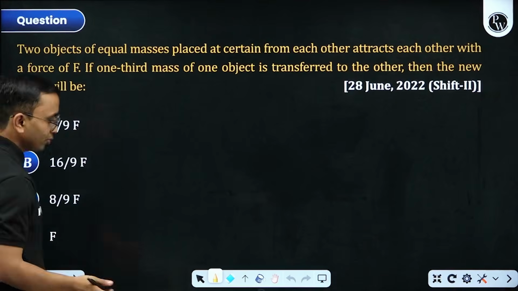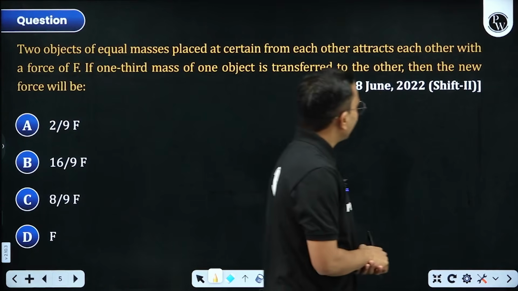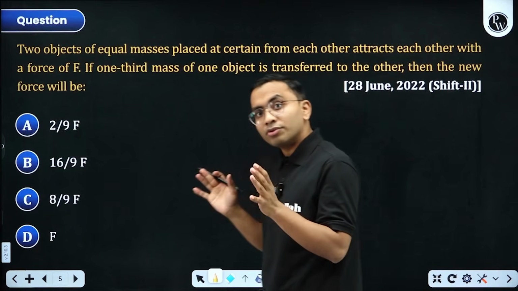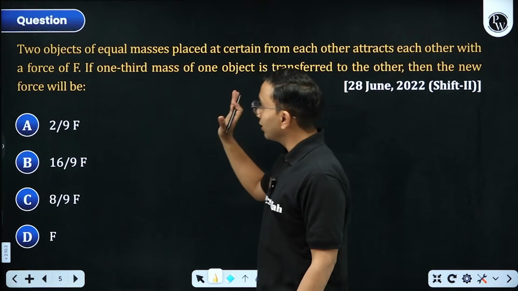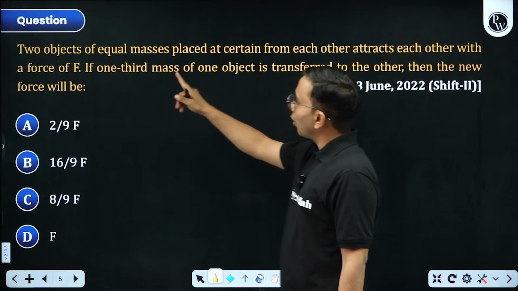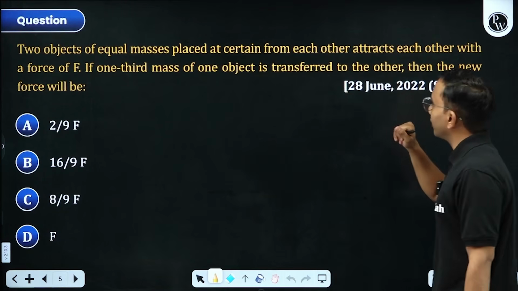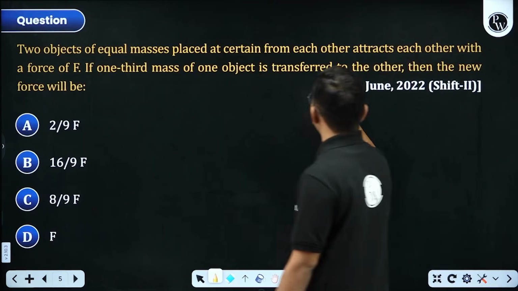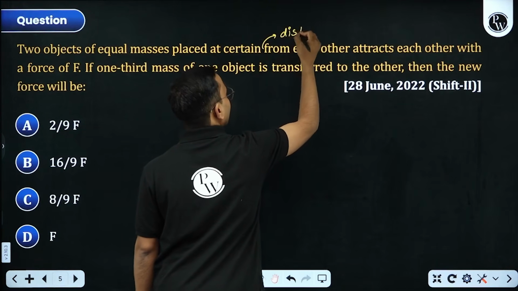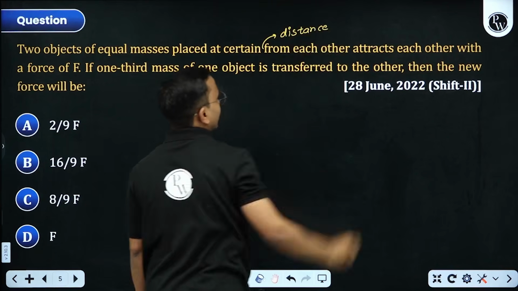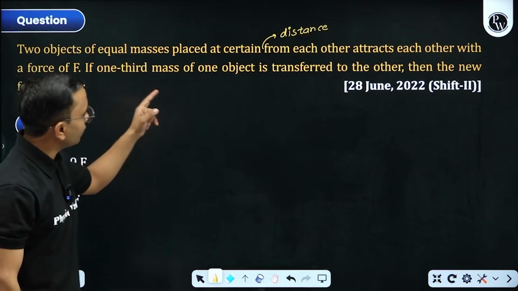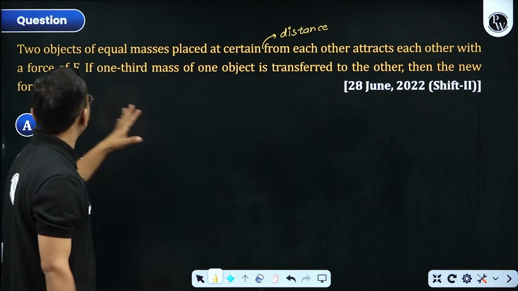Now, let us do some questions on this. Although this is just a formula, there are questions directly based on it. Just a simple question, and this question was asked in 2022. Let us read it. Two objects of equal masses placed at a certain distance from each other attract each other with a force F. If 1/3 mass of one of the objects is transferred to the other object, what is the new force?